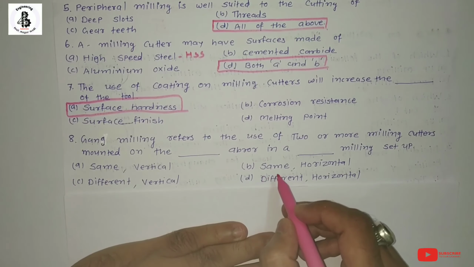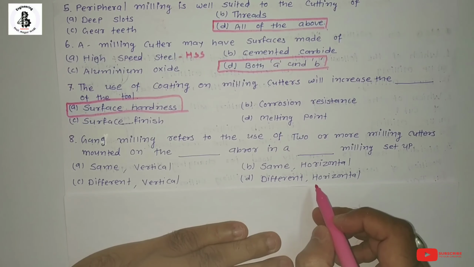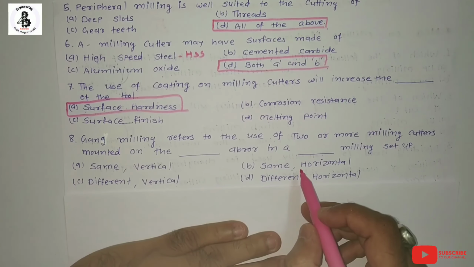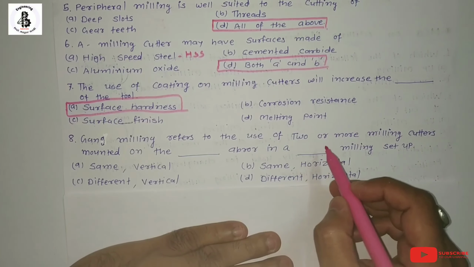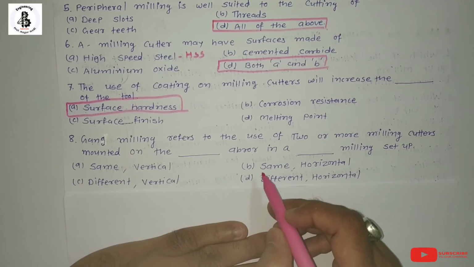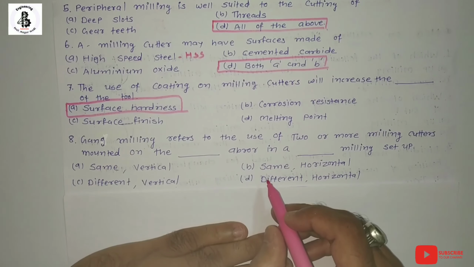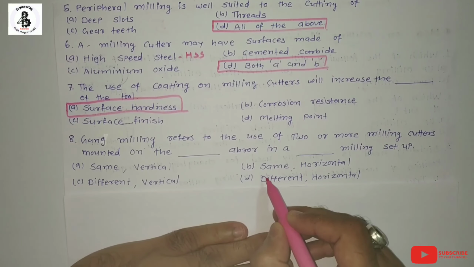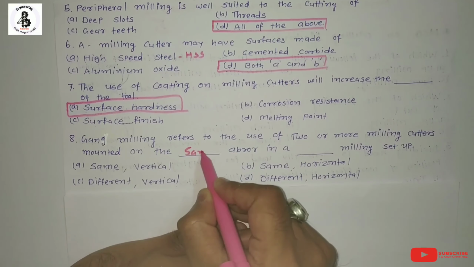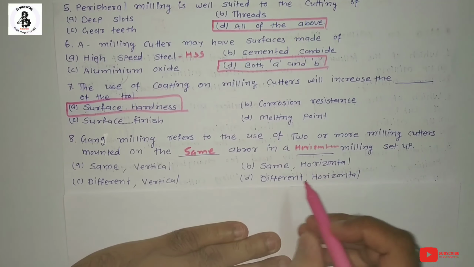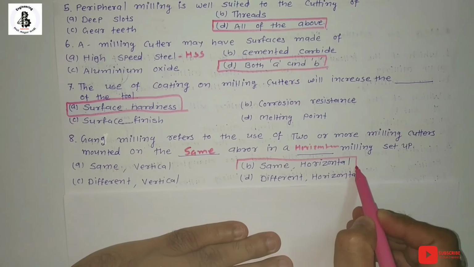So basically gang milling refers to a horizontal kind of milling setup, so the right answer is either A or B. Gang milling refers to the use of two or more milling cutters mounted onto the same arbor. On a single arbor you attach two or more milling cutters. So on the same arbor in a horizontal milling setup. So the right answer is option B.